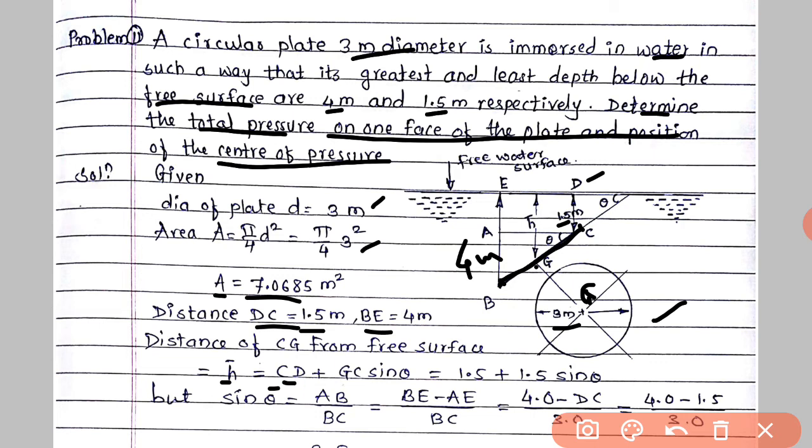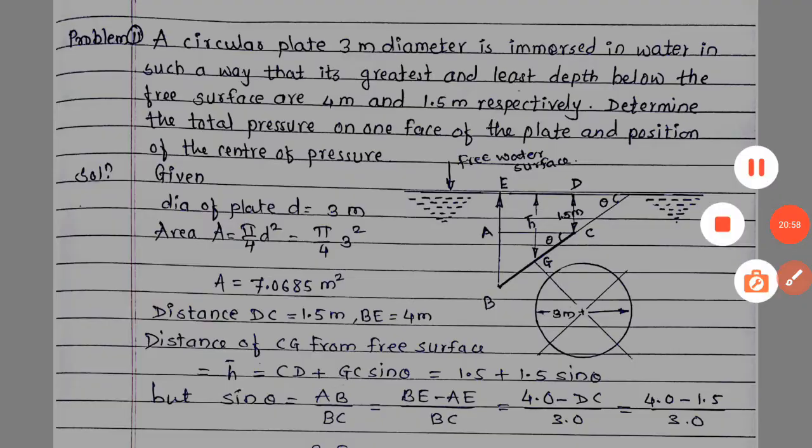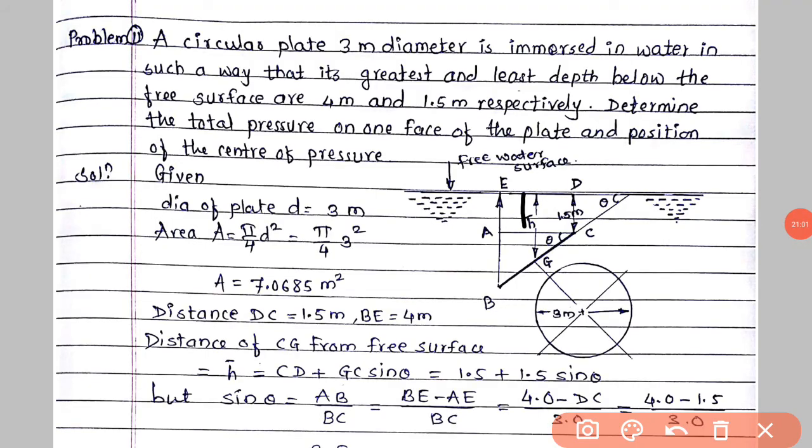So h bar will be equal to CD plus GC sin theta. Here CD will be equivalent to this, and this remaining portion will be equivalent to GC sin theta. So this is 1.5 and this portion will be GC sin theta. So 1.5 plus 1.5 into sin theta, but sin theta is equal to, see here, this is theta, sin theta will be equal to AB upon BC.